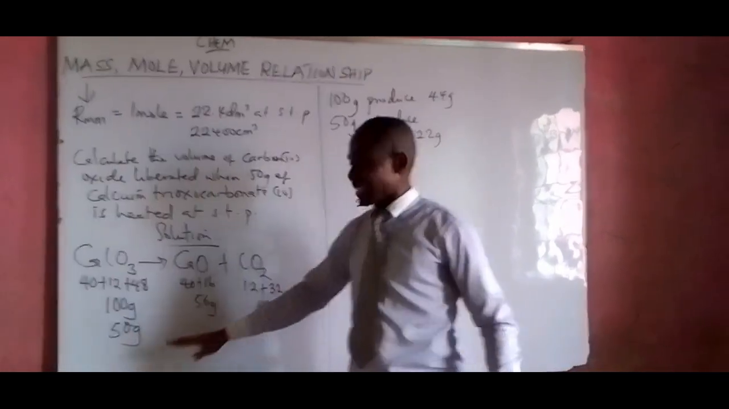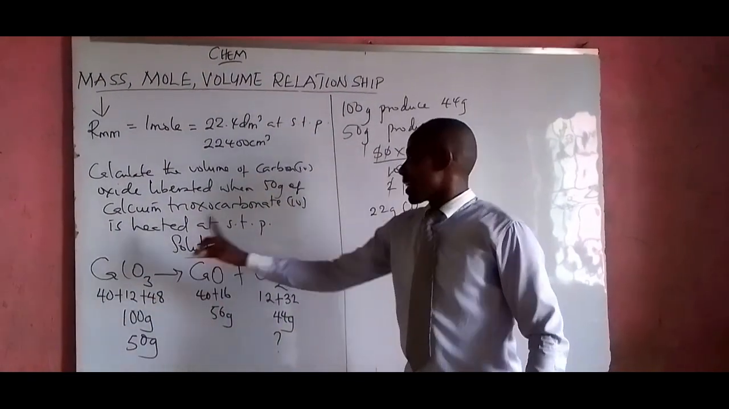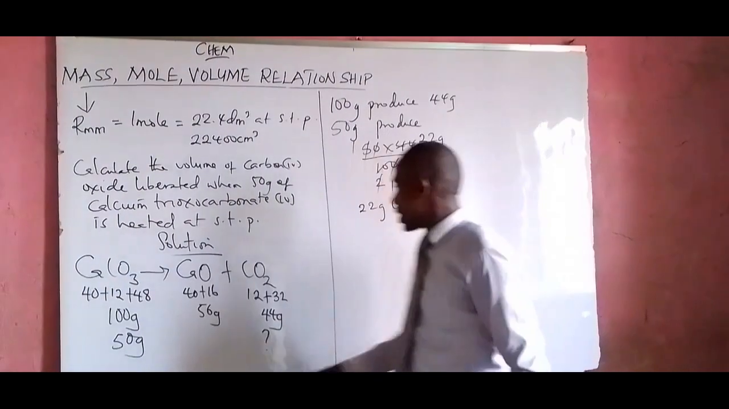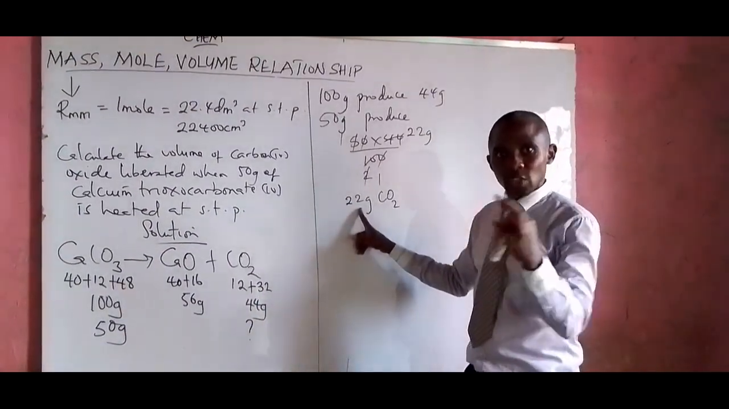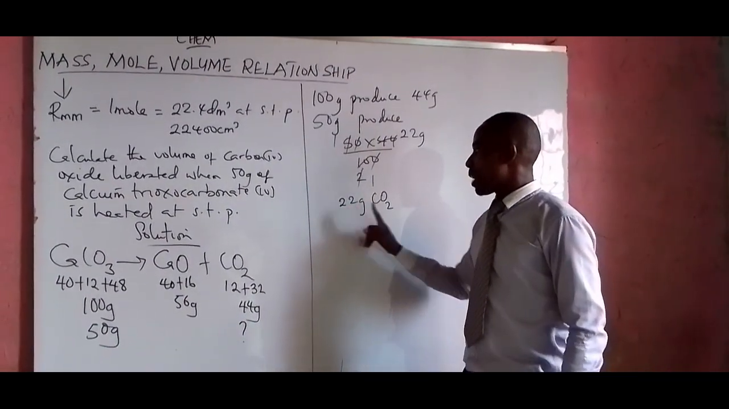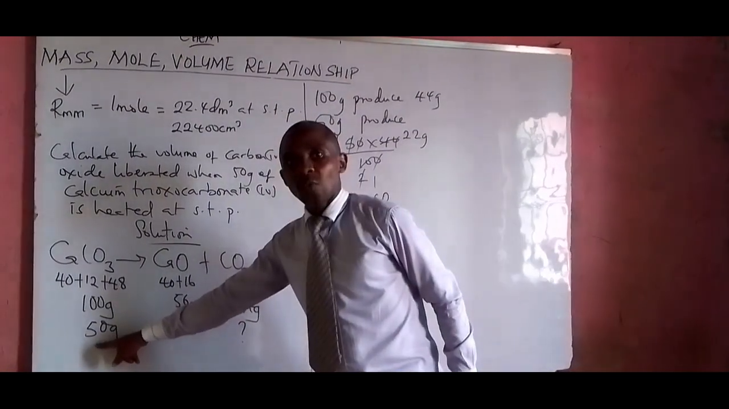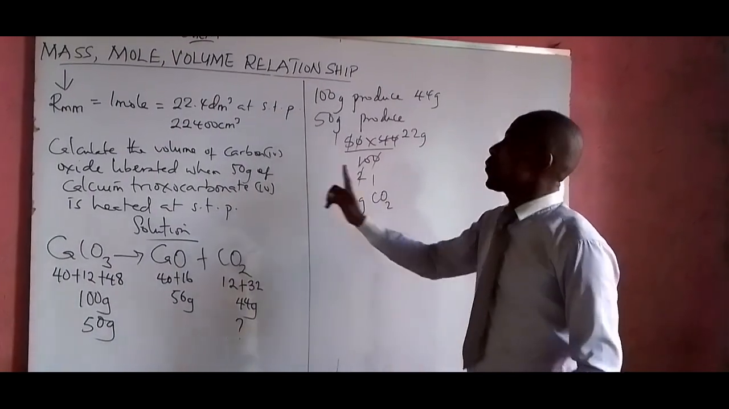We have talked about mass. So if you are asked a question like, calculate the mass of carbon IV oxide produced by heating 50 grams of calcium trioxocarbonate IV, see the answer. This is an answer. So I'm teaching you 3 in 1 question. 22 grams of carbon IV oxide is produced by 50 grams of what? Calcium trioxocarbonate IV. So we'll now proceed to the next one.